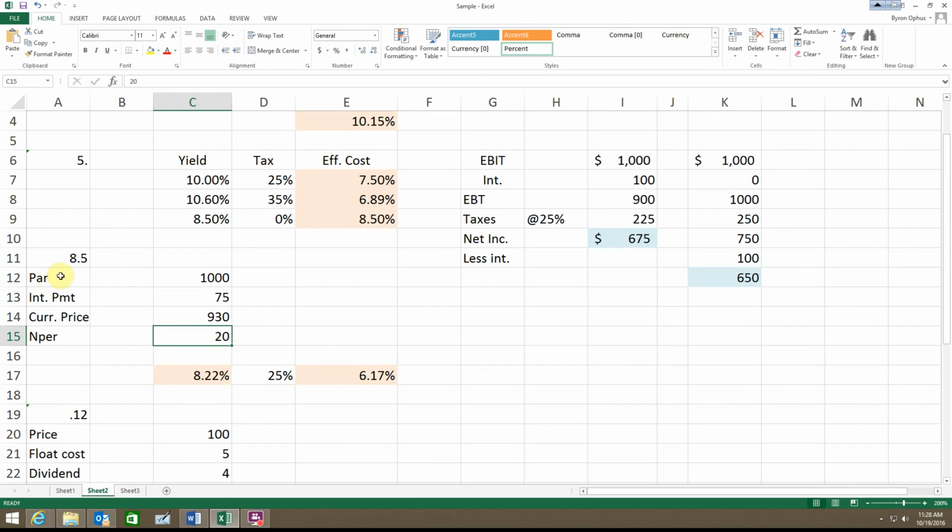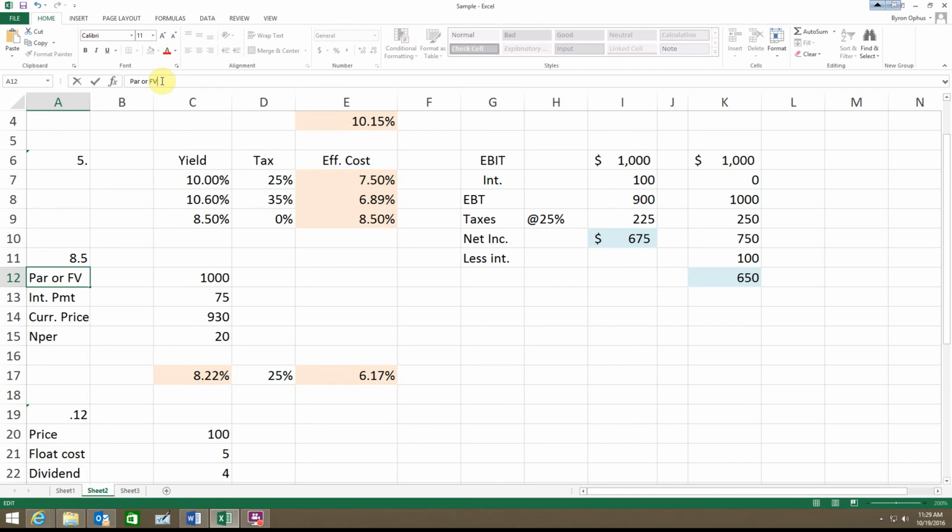But in any event, I just put in the details again, and it's got par. What would my par also be? It would be my future value, right? That's what I'll end up getting when I redeem that thing. My interest payment and $1,000 par are the same for yours and mine, I believe. But I put my interest payment, just to do some different numbers, at $75. That means this was issued at 7.5% interest, right? The current price is $930.